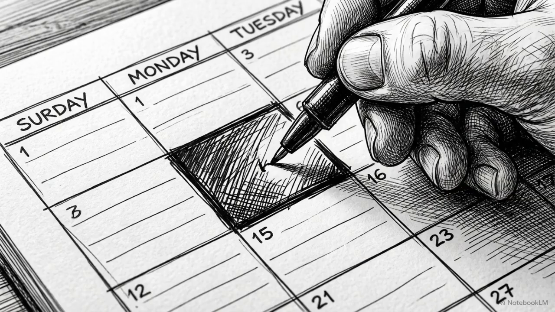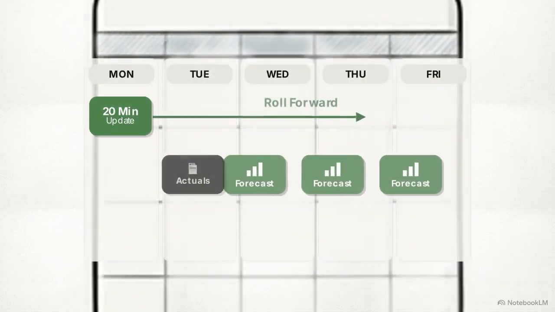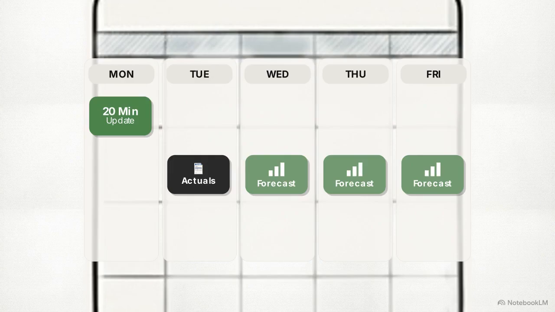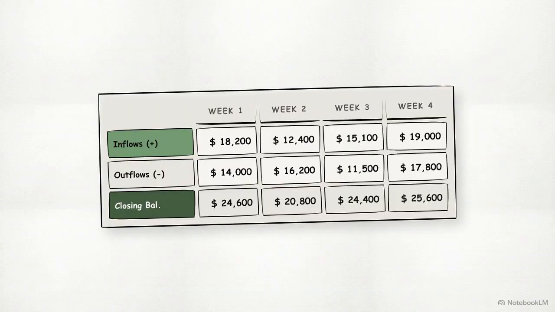To keep this tool working, set a maintenance routine. Block 20 minutes on your calendar every Monday morning to update the prior week's actual numbers and roll the forecast forward. However, relying on manual data entry is where this process is most likely to fail. If your bookkeeping falls behind or you enter a payout cycle incorrectly, the forecast breaks down.